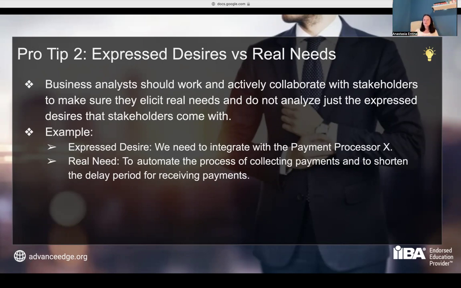Here is an example. We need to integrate with the payment processor X, our stakeholder tells us. Is this an expressed desire or a real need? Why do we need to integrate with the payment processor X? Why not with payment processor Y, for example, or ABC? What are the real needs that we are trying to solve, or what are the opportunities that we are trying to address? And the real need, if the business analyst keeps asking questions and finds it, may sound like, well, we need to automate the process of collecting payments from our customers so that we shorten the delay period for receiving payments.